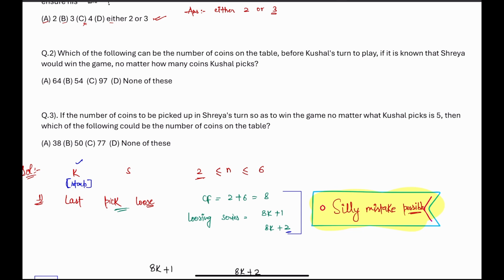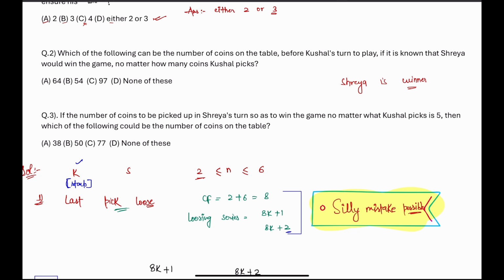Before Kushal turns to play, if it is known that Shreya would win the game, no matter how many coins Kushal picks. So what I can analyze is that the first thing is Shreya is going to win. Shreya is the winner. First thing is this one. Again, read again. Which of the following can be the number of coins on the table before Kushal turns to play? So coins are there, and then what is happening? Kushal is trying to win the game.